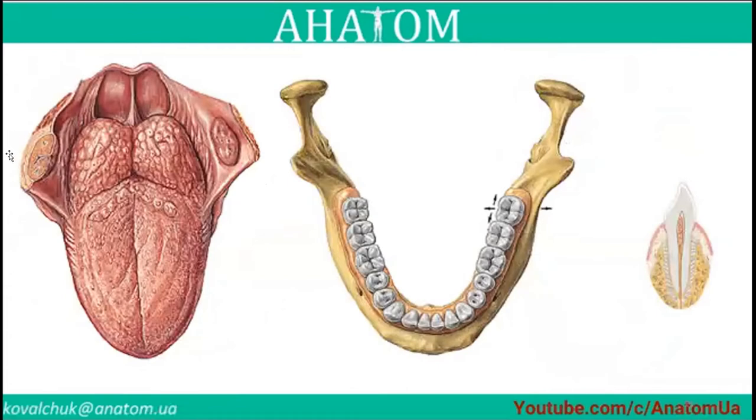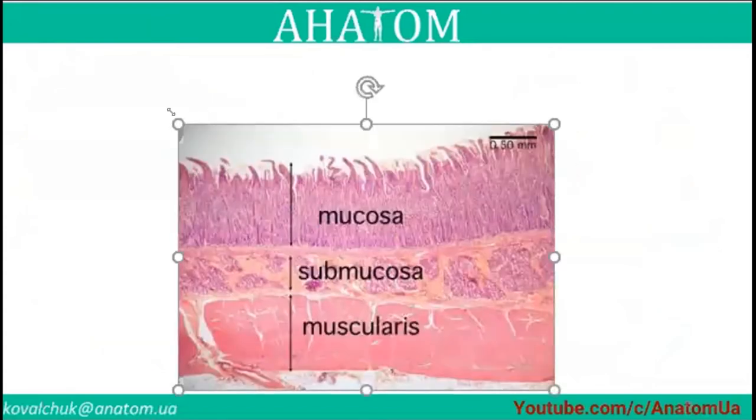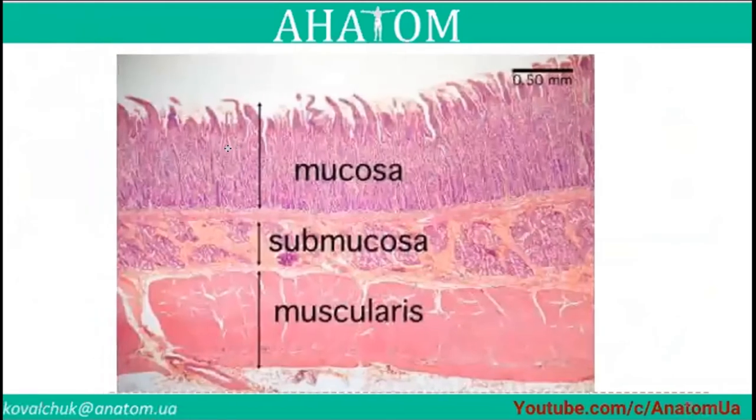For example, the tongue, or lingua in Latin, consists not only of muscles, but also a big portion is a special structure for taste in the mucous membrane. Mixed structure, for example, teeth, connecting with the mandible and maxilla. And at the moment, very important, it's a structure of the wall in internal organs.